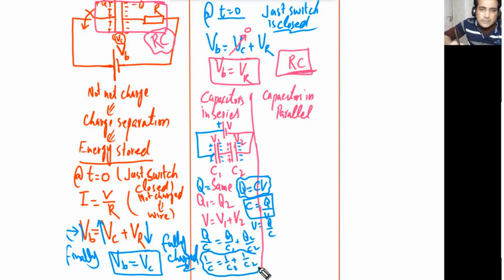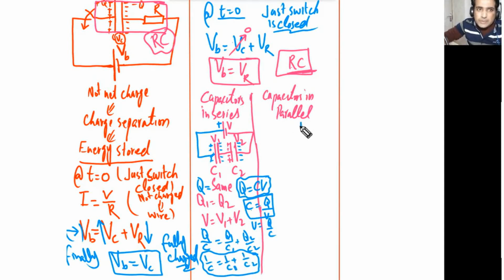This is just similar to resistors in parallel, so here it is just opposite. So 1 over C equivalent is equal to 1 over C1 plus 1 over C2.